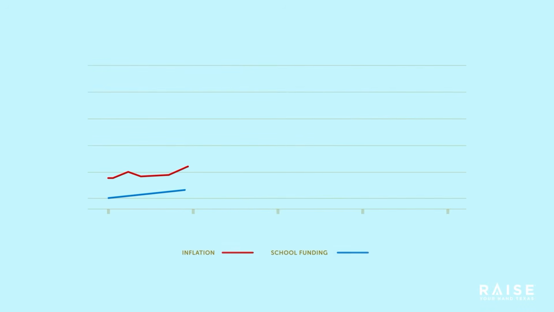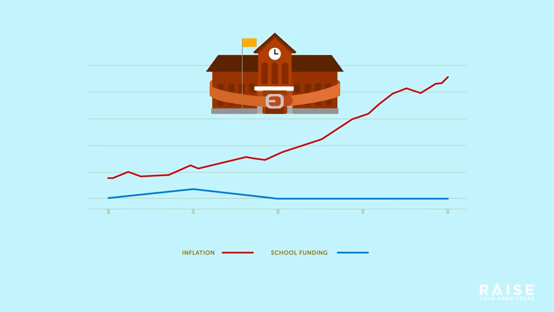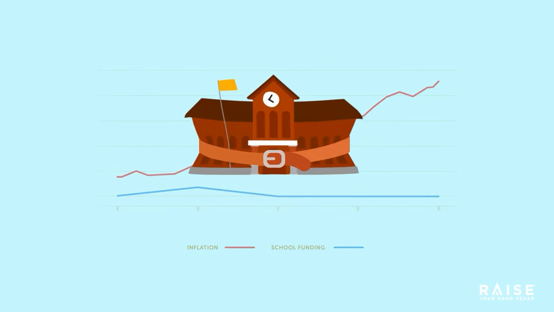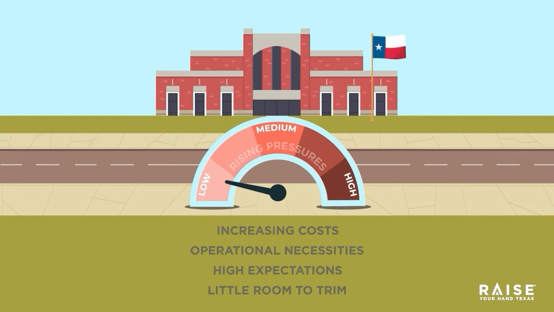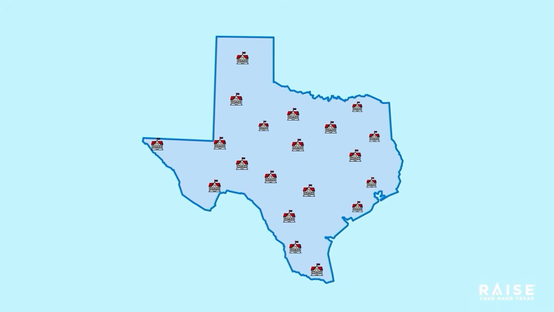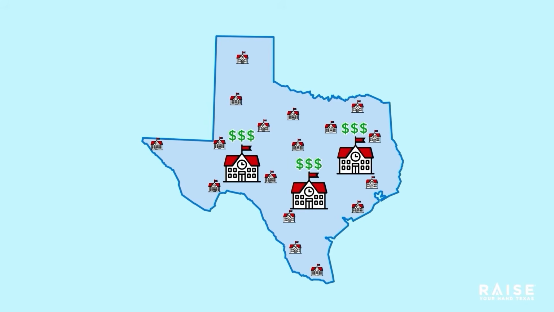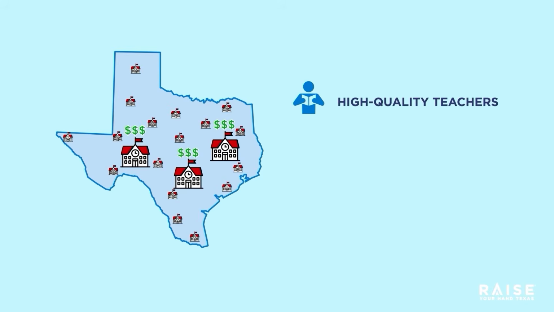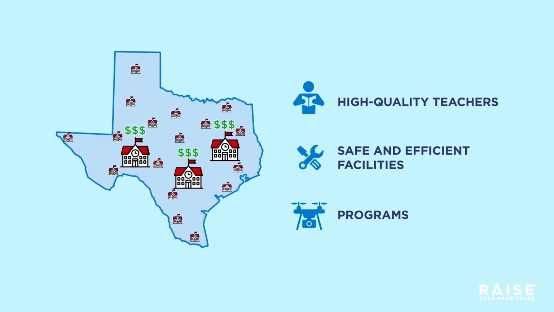Our current school funding system doesn't account for inflation, and we've all felt the impact of rising inflation in our daily lives. Households and school districts have also had to tighten their belts like the rest of us. With increasing costs, operational necessities, high expectations, and little room to trim, every public school student suffers when inflation rises without sufficient additional support. With less buying power, all schools, even those in property-wealthy districts, will struggle to retain high-quality teachers, maintain safe and efficient facilities, and preserve programs our kids and families care about.